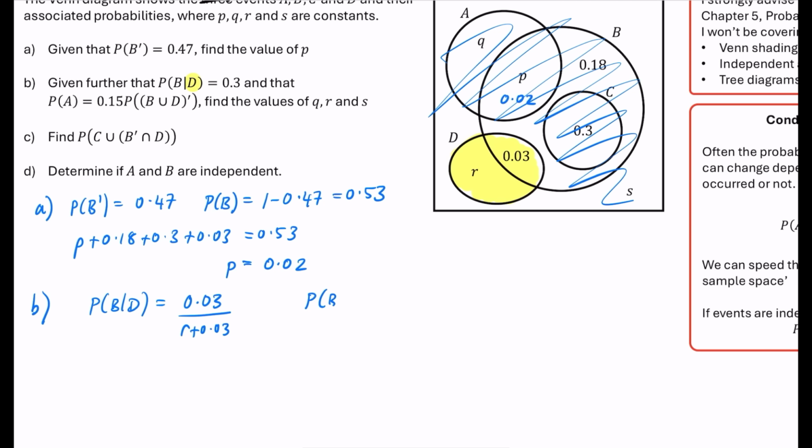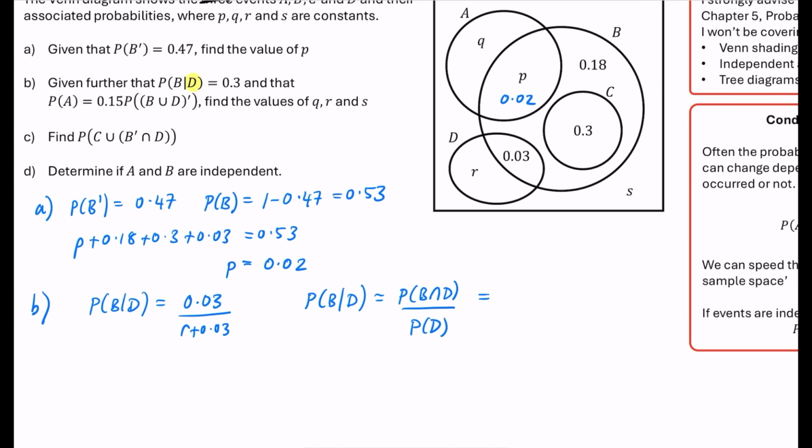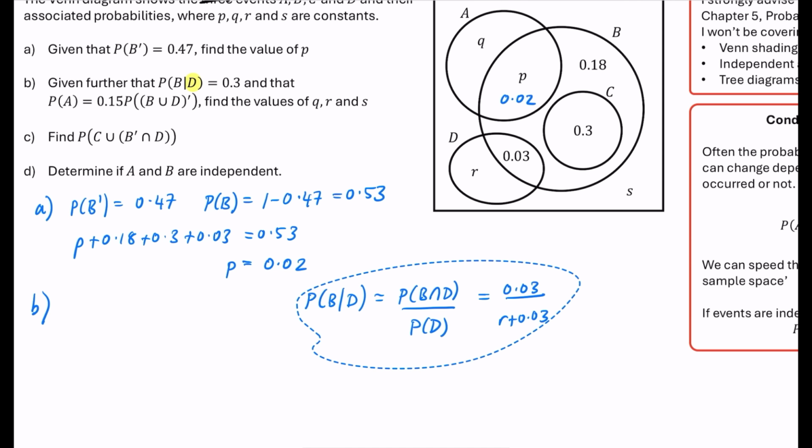If I was going to do it from the formula, remember, the top part is the probability of B and D occurring, and the bottom part is the probability of the second letter, which is D. And then if we look at this on our diagram, the probability of B and D is 0.03, and the probability of D is R plus 0.03. And so actually we've ended up with the exact same thing. This was the restricted sample space. It's just a visual way of thinking about this.